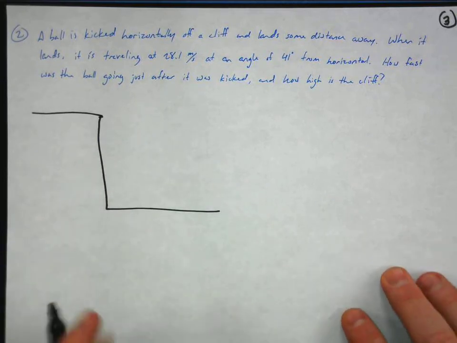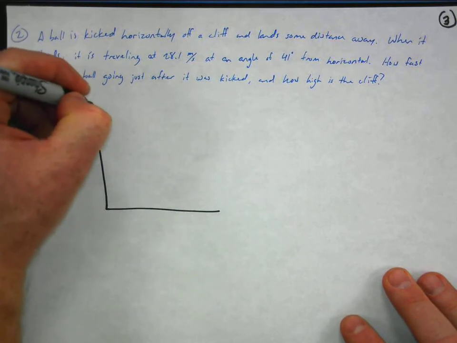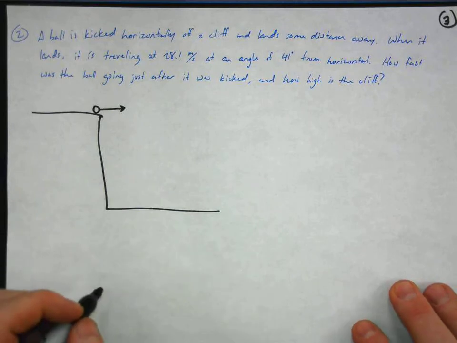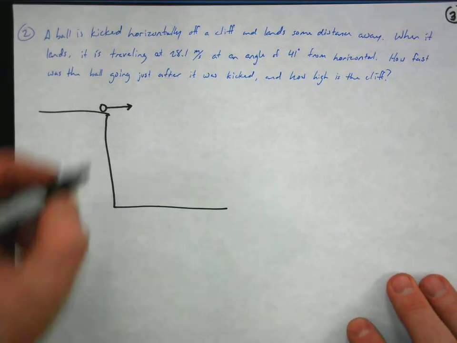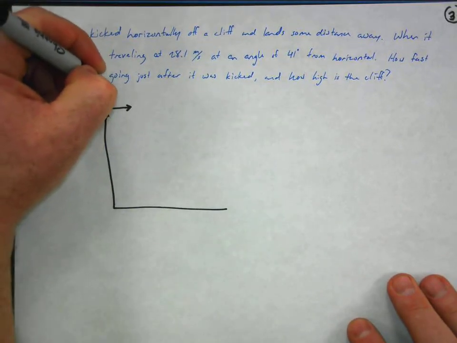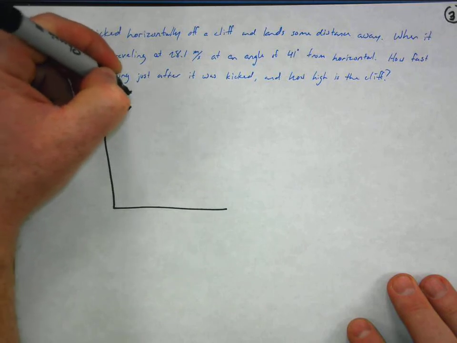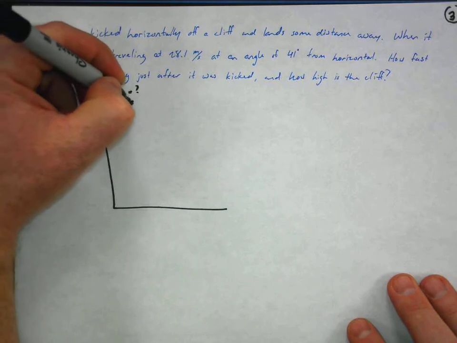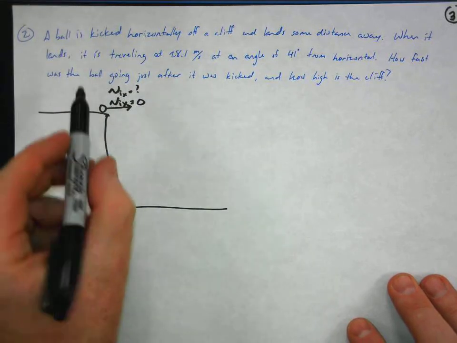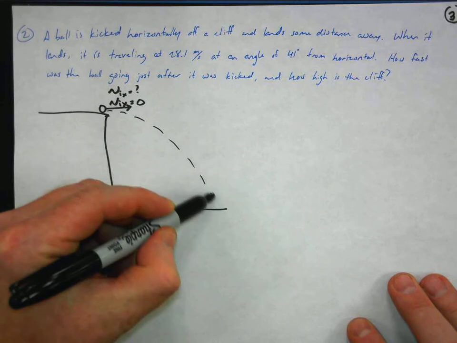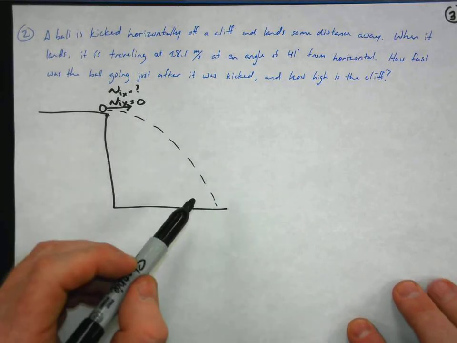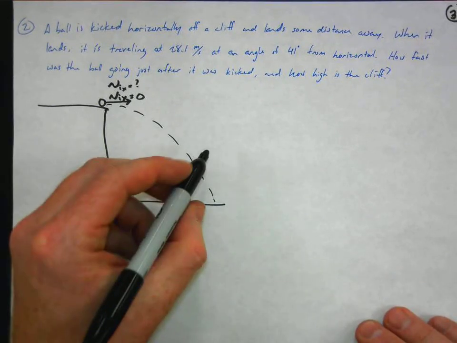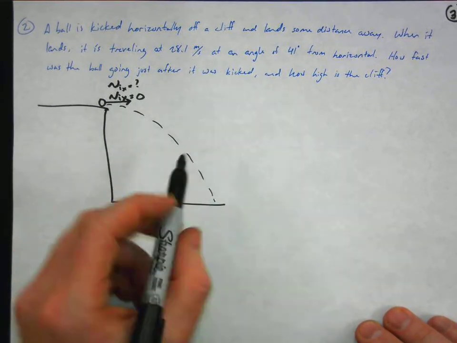All right, and a ball is kicked off the cliff horizontally, and we do not know that initial velocity, right? Initial velocity in the x direction is an unknown. The initial velocity in the y direction is 0. It's kicked horizontally, and the ball will follow this parabolic shaped trajectory, right? But here's the kicker. When it lands, we are told something about the velocity and the angle upon landing.